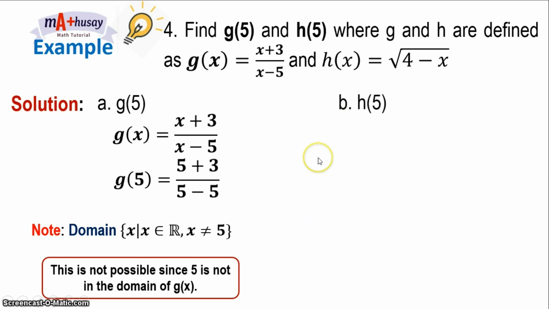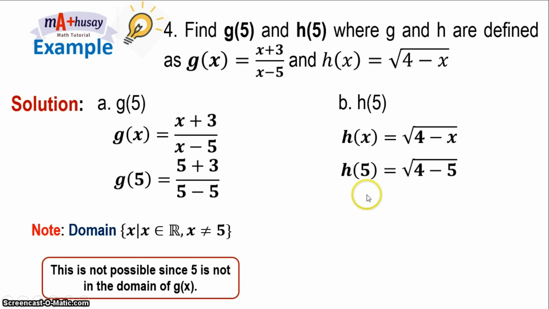How about h of 5? Take note, we have to evaluate h of x equals the square root of 4 minus x. So, kapag ang x natin is 5, we'll have h of 5 equals the square root of 4 minus 5. So, anong mapapansin ninyo sa radicand? Kung papansinin ninyo, 4 minus 5 is negative 1.